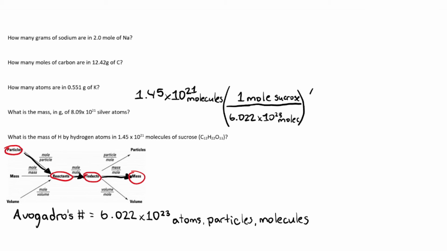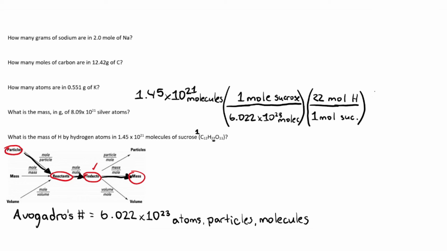Now we want to go from sucrose to hydrogen. If you look at the formula here, for every 1 mole of sucrose, you get 22 moles of hydrogen. So for every 1 mole of sucrose, you get 22 moles of hydrogen. And now we are here on our chart.